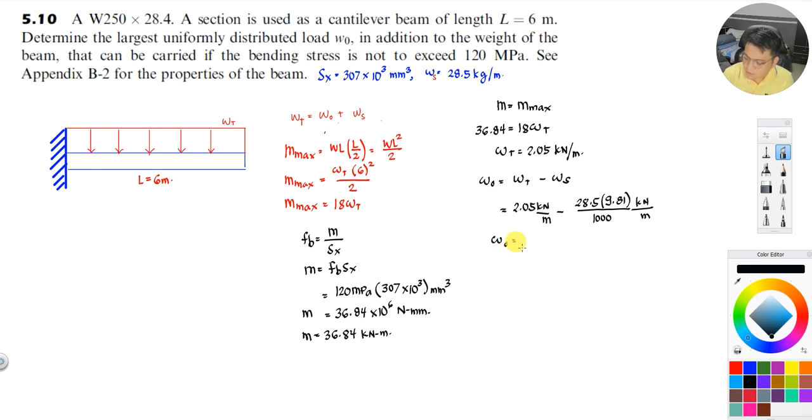So what is now our WO? So that's 2.05 minus 28.5 times 9.81 all over 1,000. So you can have it as 1.77 kilonewton per meter. So this is now the solution and the answer for this problem.